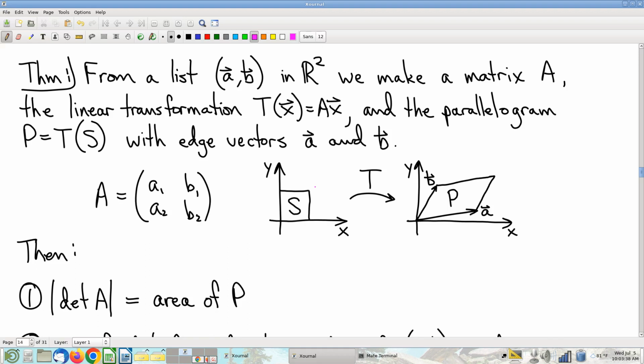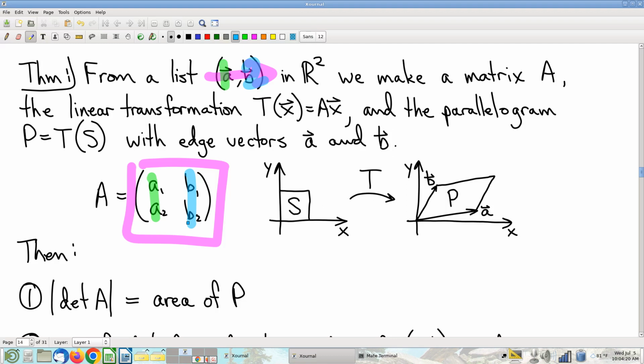Really shocking how this works out. But if you have an ordered list, A, B, in 2 dimensions, an ordered list of 2 vectors in R2, that means that one of the vectors is first, the other vector is second. You can use that to make a matrix where the first vector becomes the first column and the second vector becomes the second column. So if you have a list, that makes a matrix.